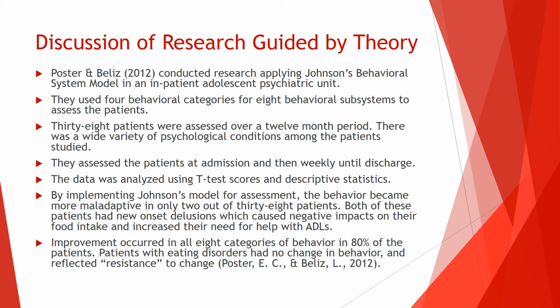Poster and Belize in 2012 conducted research applying Johnson's behavioral system model in an inpatient adolescent psychiatric unit. They used 4 behavioral categories for 8 behavioral subsystems to assess the patients. 38 patients were assessed over a 12-month period. There was a wide variety of psychological conditions among the patients studied. They assessed the patients at admission and then weekly until discharge. The data was analyzed using t-test scores and descriptive statistics.